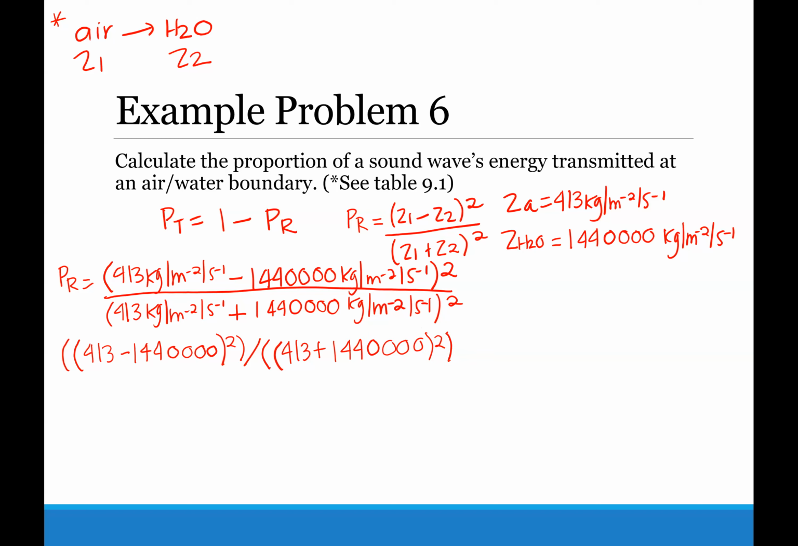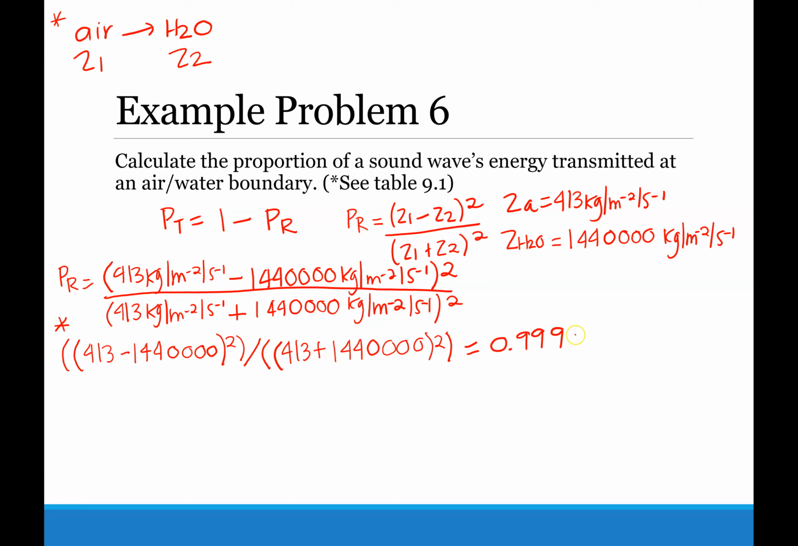To me, that's the easiest way to put that into your calculator, rather than doing all the subtraction as a step and then squaring as a step and then dividing as a step. You're just giving yourself ample opportunity to write something down incorrectly, or to push a wrong button in the calculator. So this, while it looks like a lot, is actually the easiest way to put this into your calculator. What you should get out of that is 0.999, and there are no units for this because it's just a proportion.